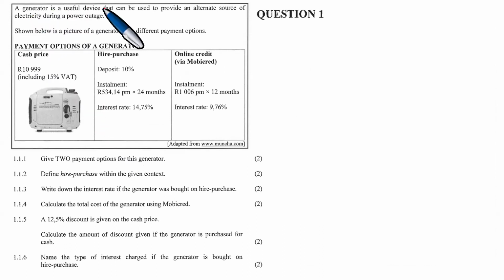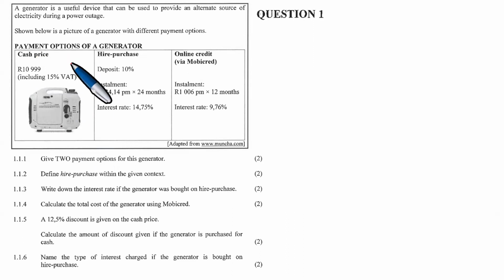Now, a generator is a useful device that can be used to provide an alternate source of electricity during a power outage. Generators are very important because if there's a power outage, these generators generate electricity. Shown below is a picture of a generator with different payment options. Somebody wants to buy a generator at home because, in the event of a power outage, what we often call load shedding, we need a generator for power generation to carry on with our daily lives, to have lights on, be able to cook and so on.